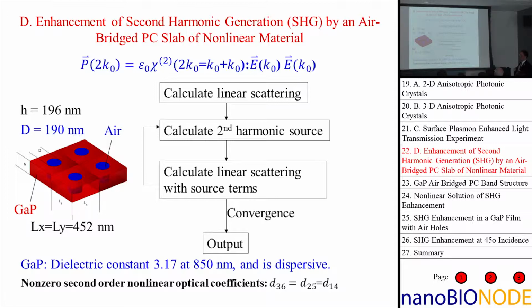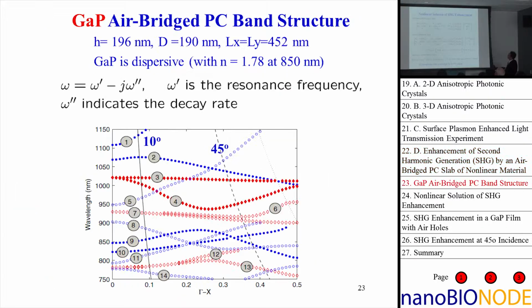So however, to solve this, we need to solve nonlinear equations. So you need to solve Maxwell's equation with nonlinearity. Okay. So we use an iterative solver to couple the fundamental frequency and the second harmonic frequency to solve the problem. Okay. So this is the equation.